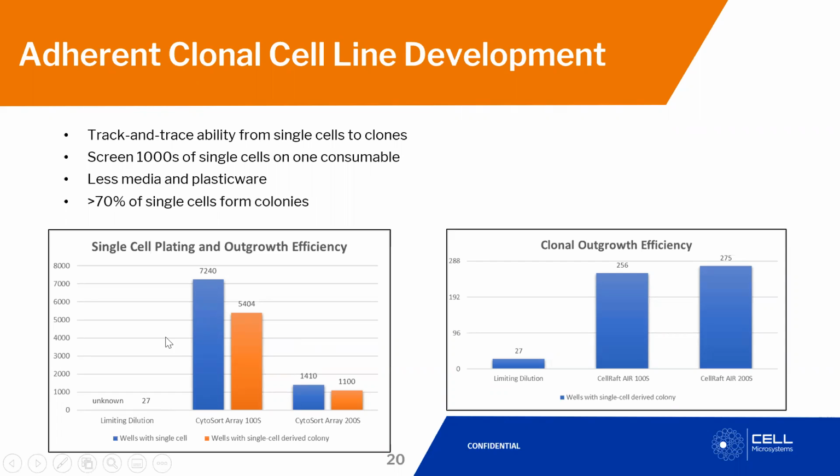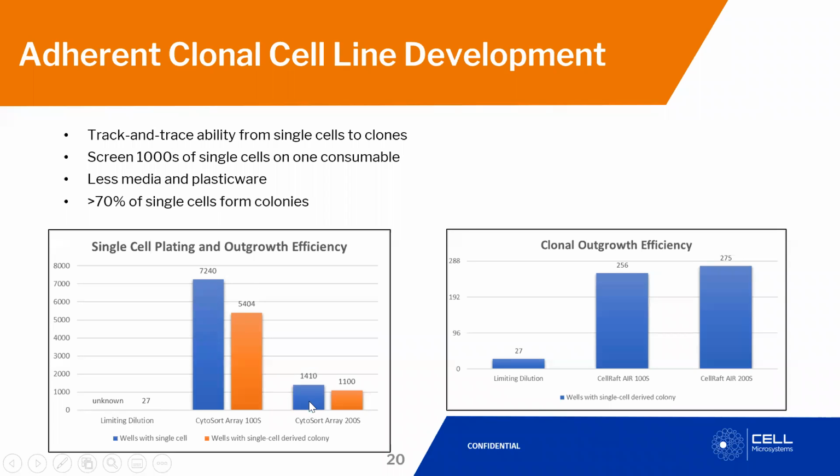So what I'm showing here in these graphs is an experiment using adherent CHO cells in comparison to limiting dilution. So you can see with limiting dilution, you don't really even know how many wells you're starting with have a single cell. We plated 10 96-well plates, and we were able to retrieve 27 clones out of 10 96-well plates. In comparison, using either of our formats, the CytoSort Array 100 or the CytoSort Array 200, we're able to screen thousands of clones. So rafts that had a single cell from the CytoSort Array 100, we had over 7,000 single cells, and over 5,400 of them turned into single cell derived clones on the array itself.